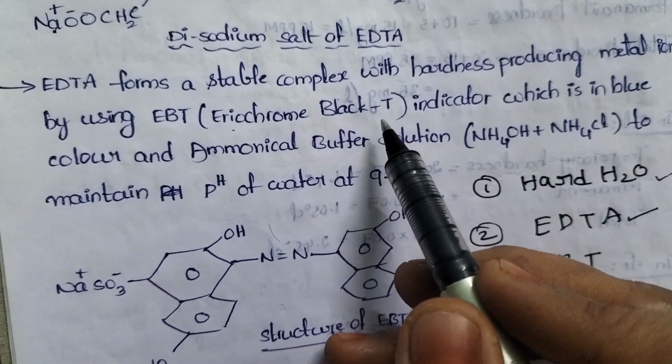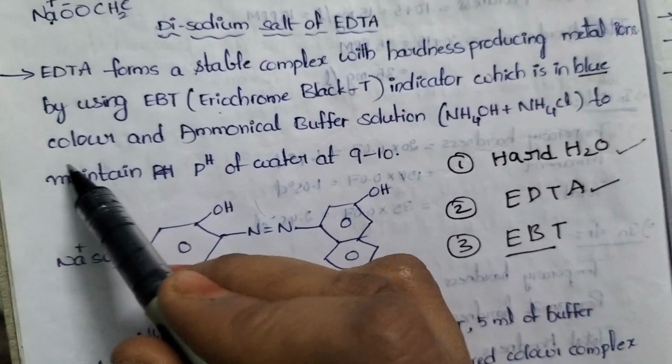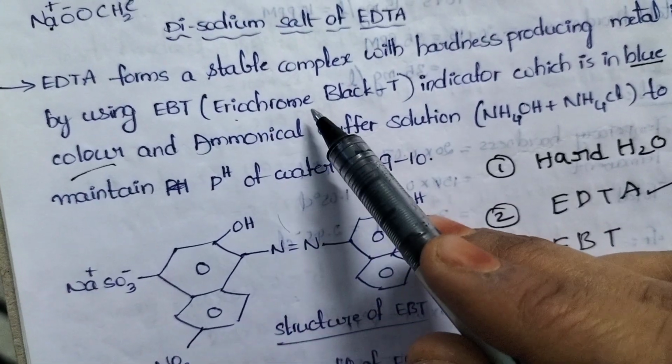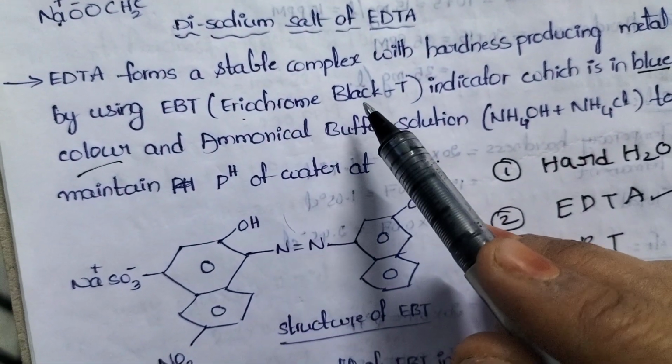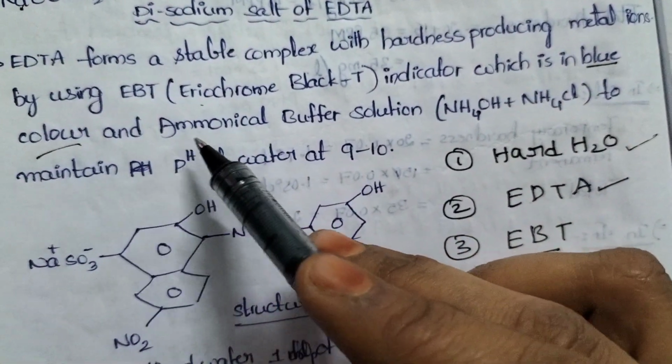This EBT indicator is blue in color. You should remember the colors here. Colors are very important. What is EBT? EBT is an indicator. EBT stands for Eriochrome Black T. This EBT indicator is blue in color.